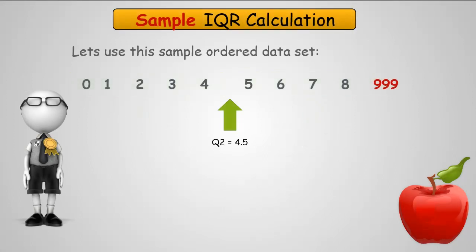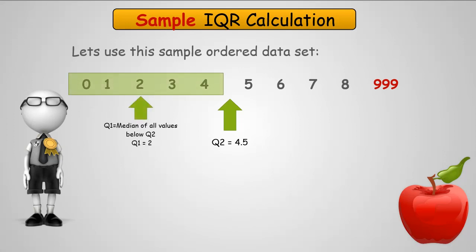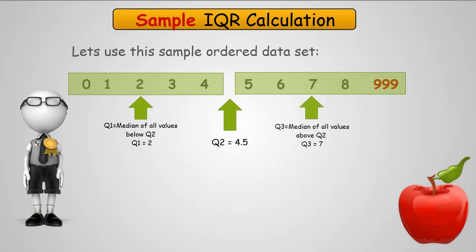Now let's look at the exact same data set, but we replace the 9 with a 999, an outlier, and see how the value is different. The value of Q2 still remains the same. And when we compute the value of Q1, it is also still the value of all those below Q2, which is also 2. And the median of those above the Q2 is still going to be 7. So just as it was before.